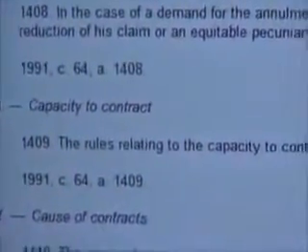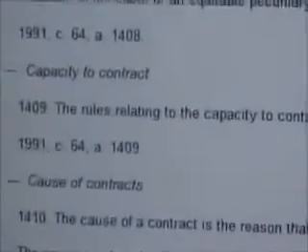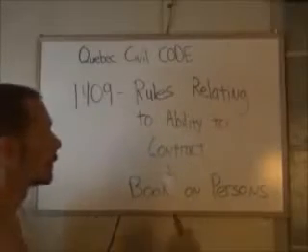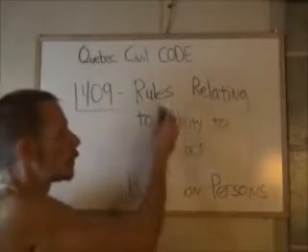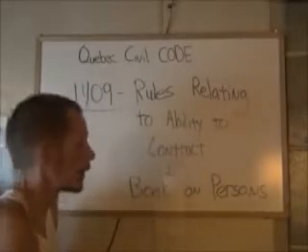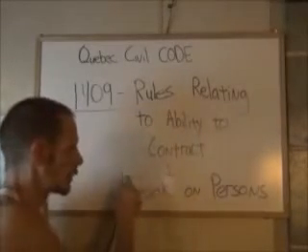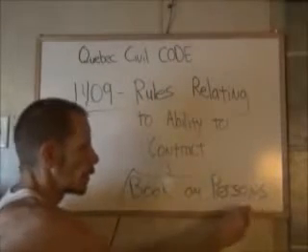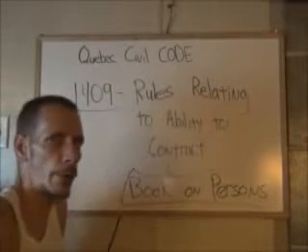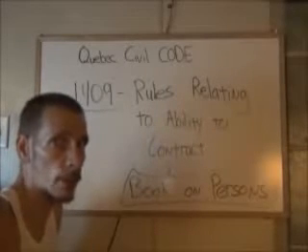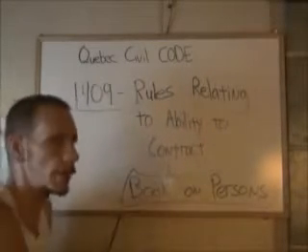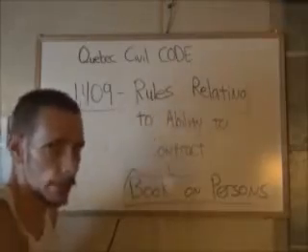Capacity to contract. The rules relating to the capacity to contract are laid down principally in the Book on Persons. Quebec Civil Code, Article 1409 states the rules relating to the ability to contract. You'll find them in the Book on Persons, Chapter 1 of the Code. So if you're looking for how a juridical personality can contract, or how a man in the title of a human can contract, you're going to find that in the Book on Persons, in the same code.